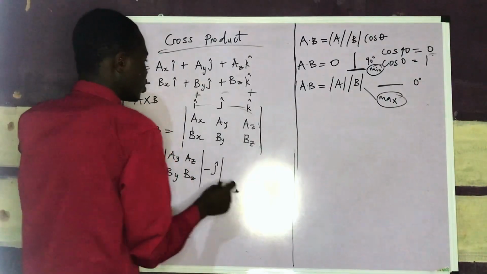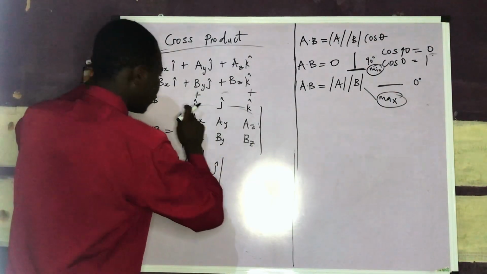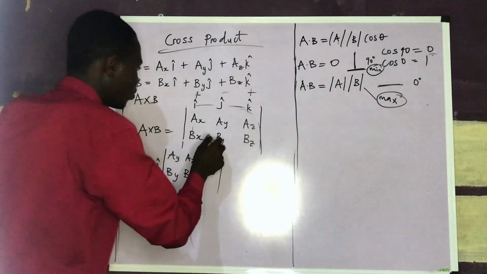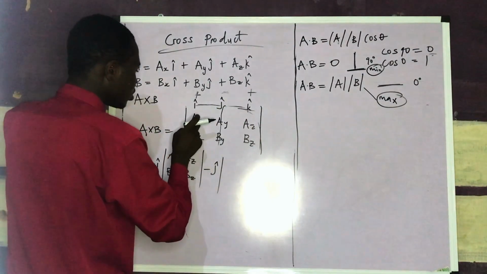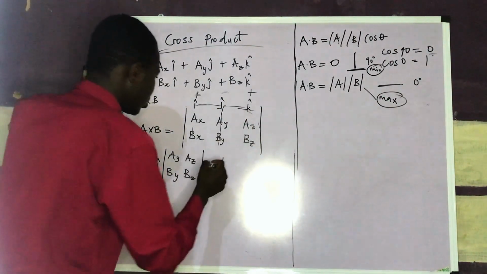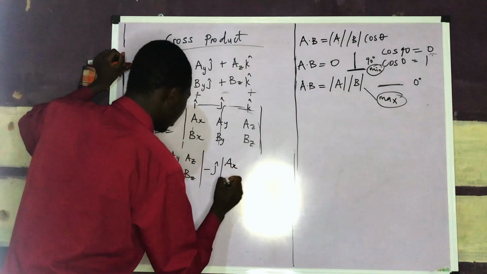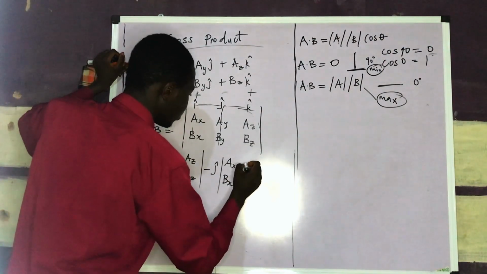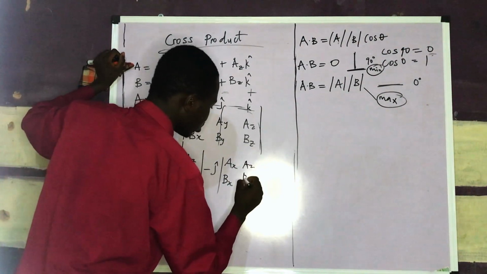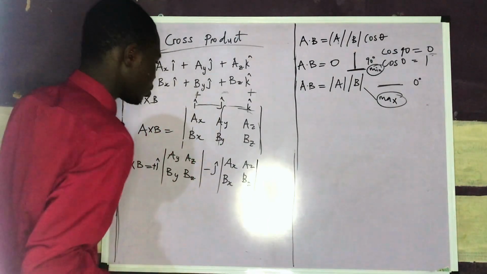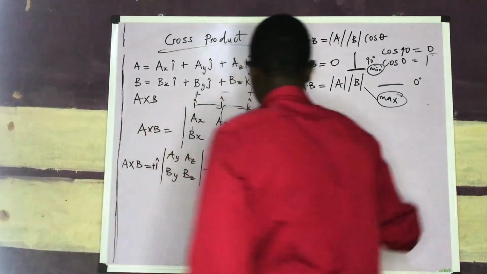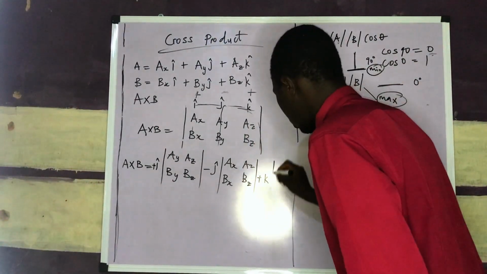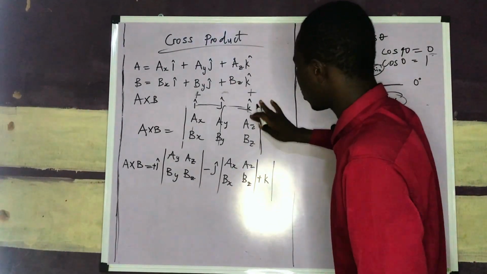J is in what? First row and what? Second column. We cancel the first row and the second column. What remains? This one and this place. That's what we write: AX and what? BX, AZ and what? BZ. Y plus K, plus K.